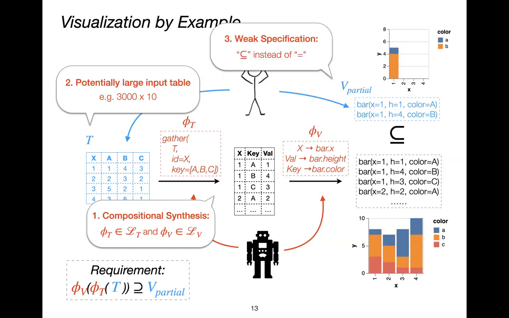And last, compared to the traditional synthesis problem, which asks you to find a program that turns input into the output, we're asking the output to be a table that contains the partial demonstration. So this is actually a weaker specification that imposes some challenges for program synthesis tools.